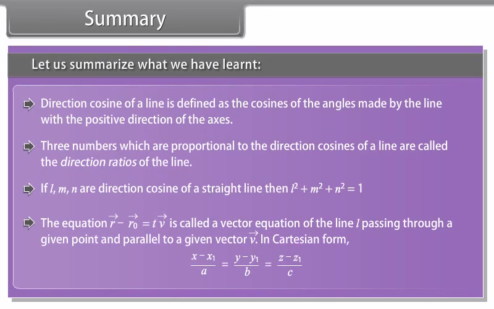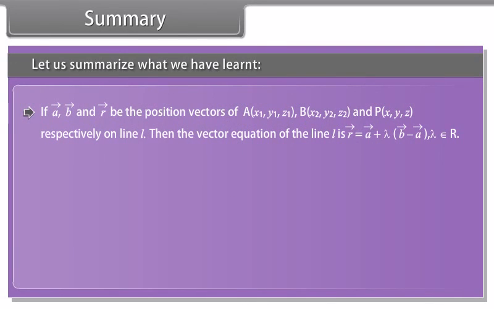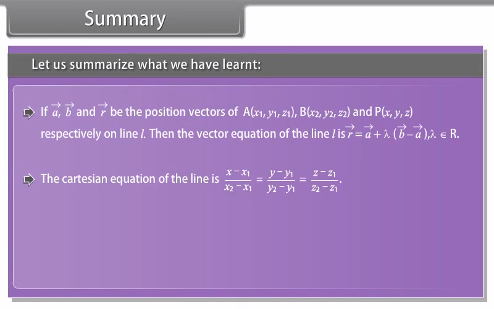In Cartesian form, if vectors A, B, and R be the position vectors of A (x1, y1, z1), B (x2, y2, z2), and P (x, y, z) respectively on line L, then the vector equation of the line L is vector R equals vector A plus lambda times vector B minus vector A, lambda belongs to real numbers. The Cartesian equation of the line is x minus x1 by x2 minus x1 equals y minus y1 by y2 minus y1 equals z minus z1 by z2 minus z1.